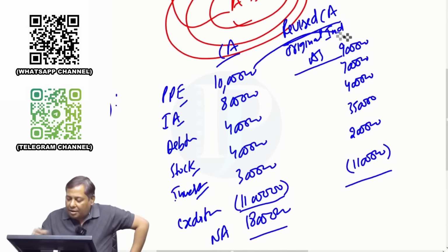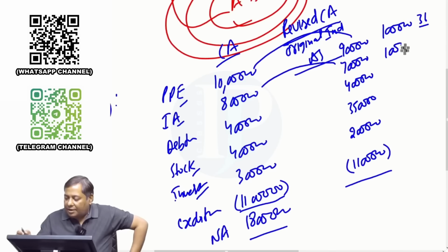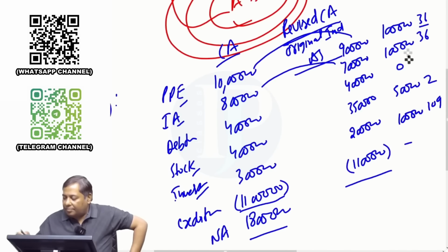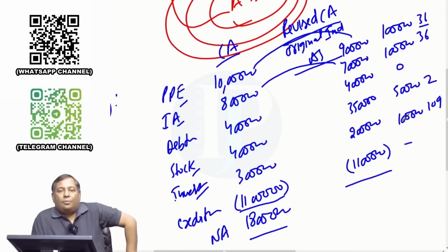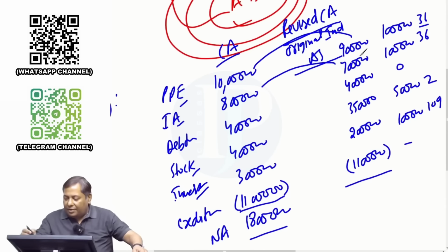This clearly means that here is a loss of rupees 1 lakh. As per 36, here comes a loss of 1 lakh. This is according to 36, no loss. Again, a loss of 50,000 came according to Ind AS 2. Now a loss of 1 lakh has come as per 109. What's the total? So you got a loss of 3.5. If there is a loss of 3.5 lakhs, how much would it cost? Around 14.5.